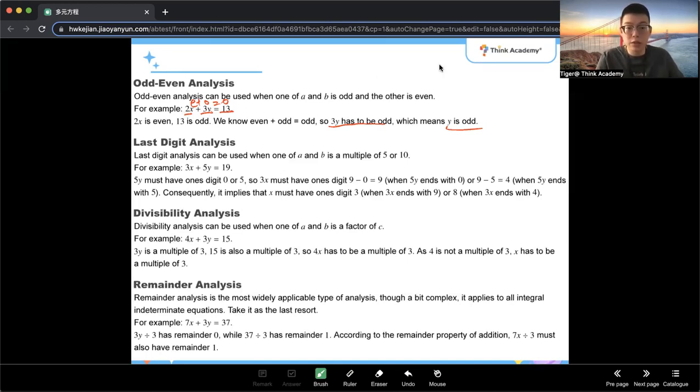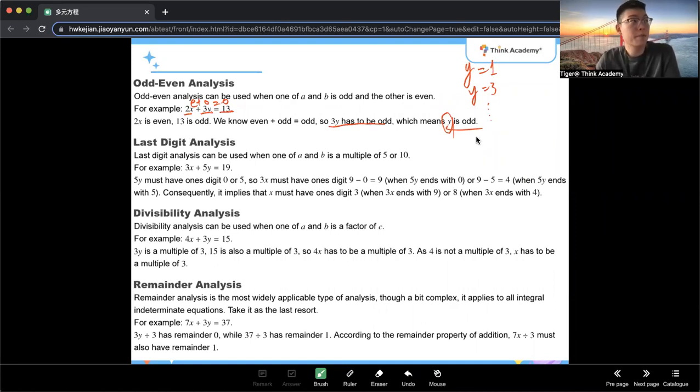So it means that y is odd, such that when I'm doing the trial and error, I just need to try y equals 1, y equals 3, etc. So I only need to try the odd values, which means that I have taken away half of the invalid solutions in my analysis. Okay?